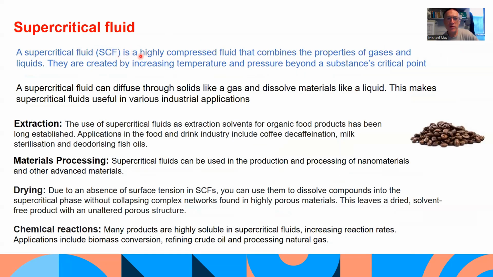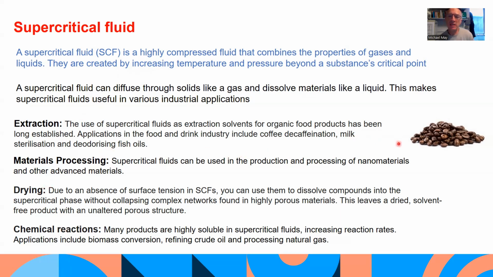So a supercritical fluid is a highly compressed fluid that combines the properties of gases and liquids. They're created by increasing temperature and pressure beyond the substance's critical point. A supercritical fluid can diffuse through a solid like a gas and dissolve materials like a liquid. This makes supercritical fluids useful in various industrial applications. So it's used for extraction, materials processing, drying, and chemical reactions.